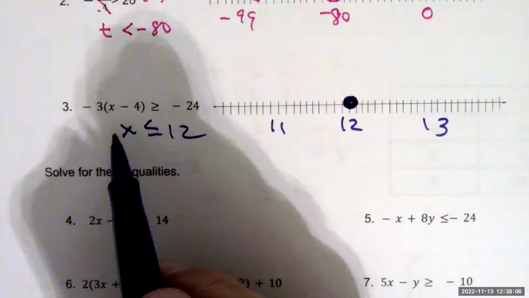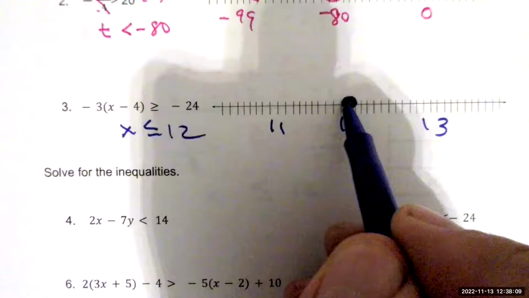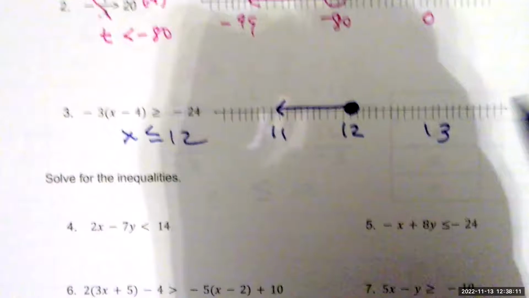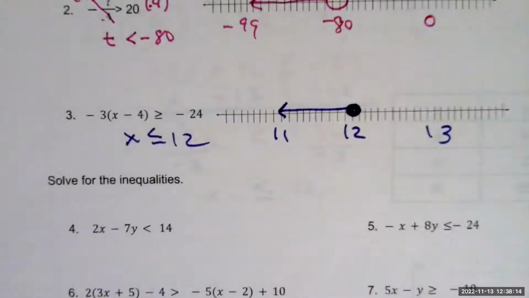And we want a number less than 12. So that means we go left because left sides are less numbers. And that's how you do that one right there.